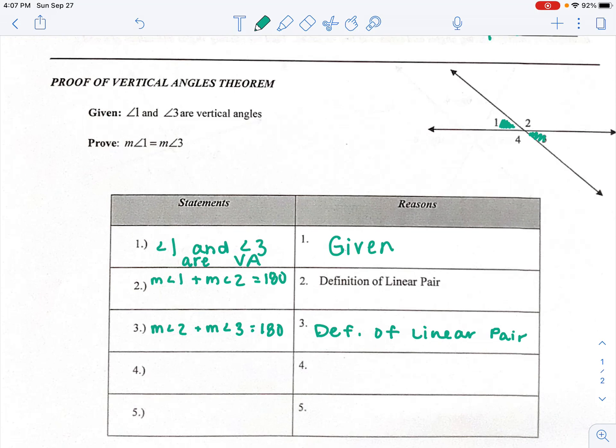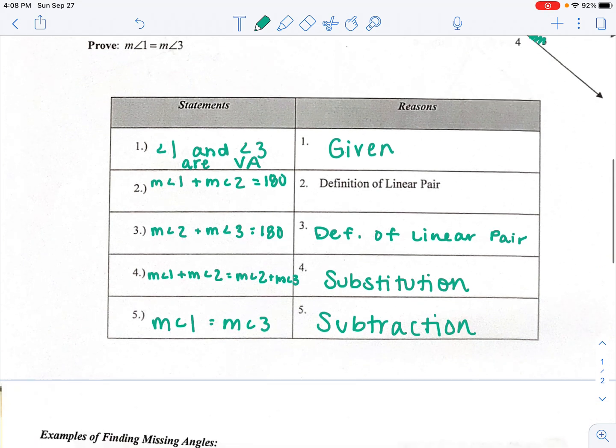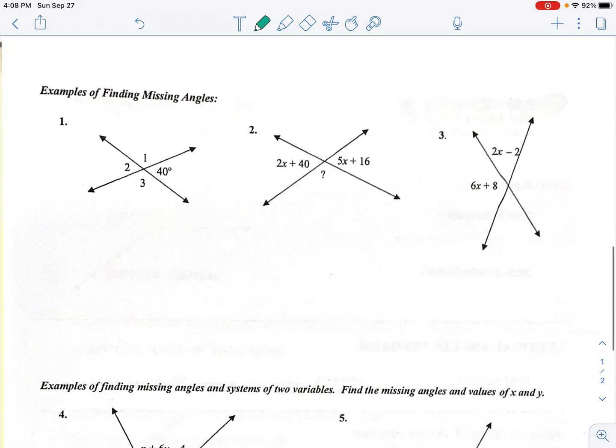And so those two equations are equal to 180, so we set them equal to each other. The measurement of angle 1 plus the measurement of angle 2 equals the measurement of angle 2 plus the measurement of angle 3. That's transitive or substitution, whichever one you want to use there. And remember, my proof is the measurement of angle 1 equals the measurement of angle 3. How I do this, I subtracted the angle 2's from both sides, so it'd be subtraction. Awesome. So we've proven this. We're good to go. We can use this as a reason from here on out.